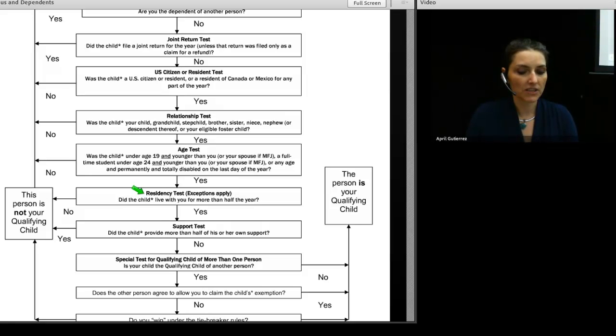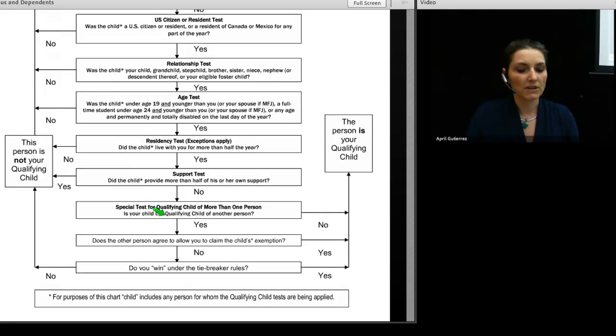So if the answer is yes, we move on to the support test. Did the child provide more than half of his or her own support? The answer must be no. If the answer is yes, the child provided more than half of his or her own support, you're out. So the answer must be no, and if the answer is no, then we move on to these final tests, which are special tests for qualifying child of more than one person. Is your child the qualifying child of another person?